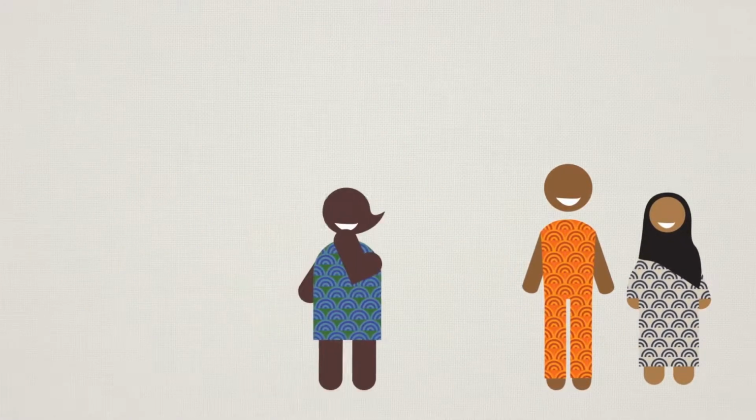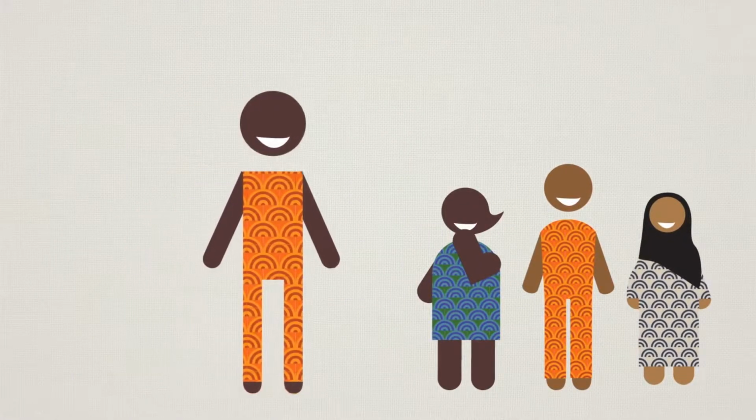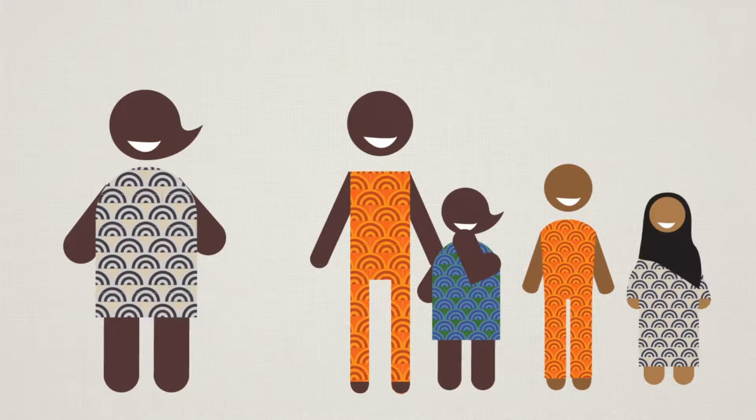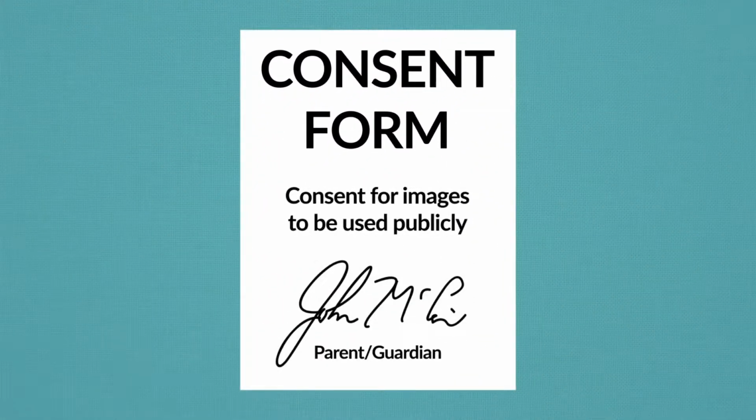Remember, children cannot consent to have their photo used for public dissemination. You must ensure you obtain consent from parents or guardians if you choose to use images of children. For example, use a consent form that clearly explains how the images would be used.